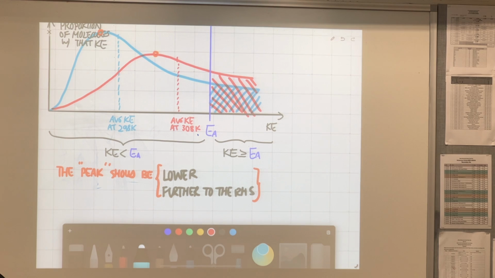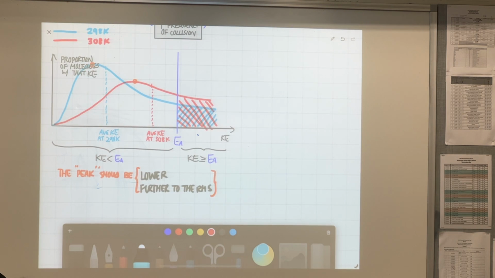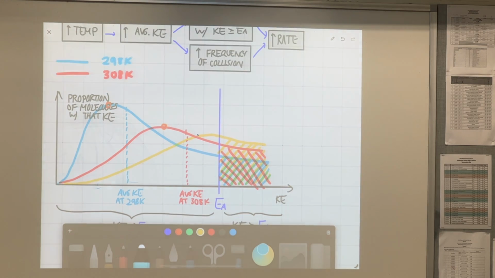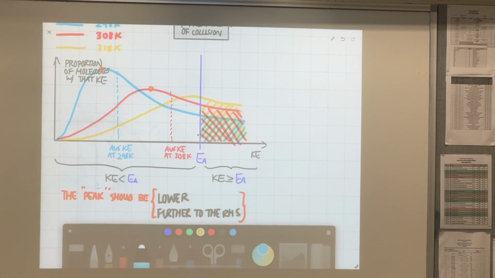Okay? And we can also draw another graph on here that shows 318 Kelvin. And it will be even more obvious. You see the relationship. If you like, you can draw a third one here. Can you see that the yellow area is in turn larger than either of these, right? So that means as you keep raising the temperature to a higher and higher temperature, the area on the graph for where KE is greater than or equal to EA increases. It becomes larger. Okay, so put down the conclusion below, please.